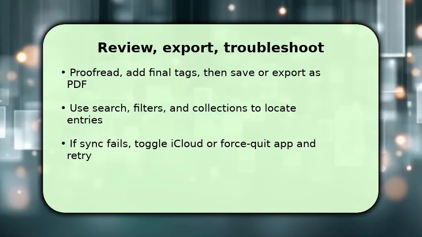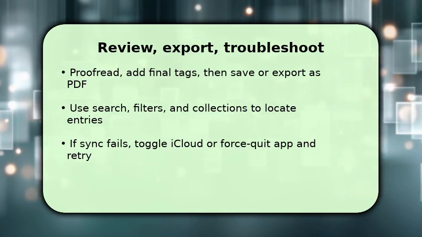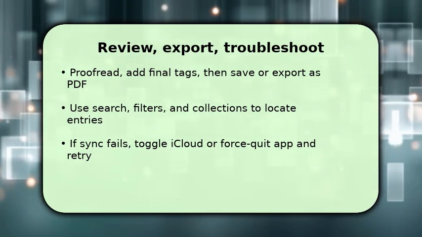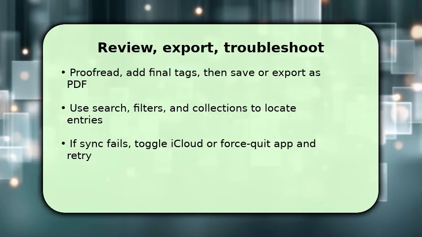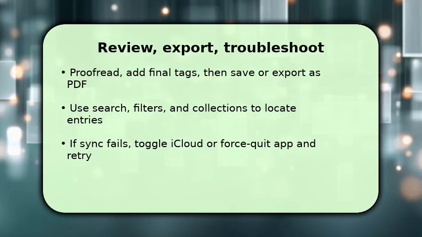Finish by reviewing your entry, proofread, adjust formatting, and add final tags and a meaningful title. Export as PDF or share a selection when you need offline copies. Once done, use the app's search, filters, and collections to confirm your entry is discoverable.